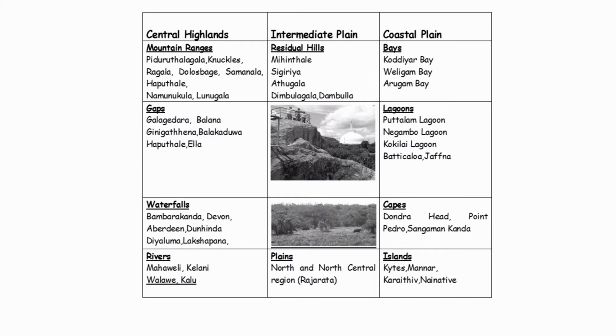Okay, now let's look at the gaps in the Central Highlands. A gap is a flat land area between two mountains. Then Galagedara, Balana, Ginigathena, Balakaduwa, Haputale, Elder. These are gaps in the Central Highlands.